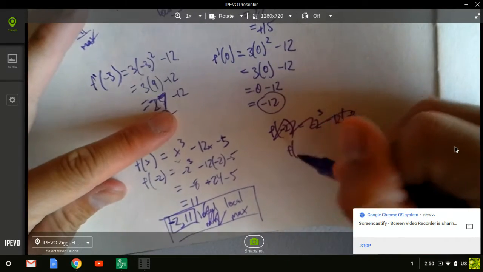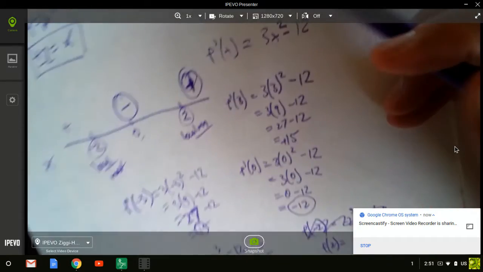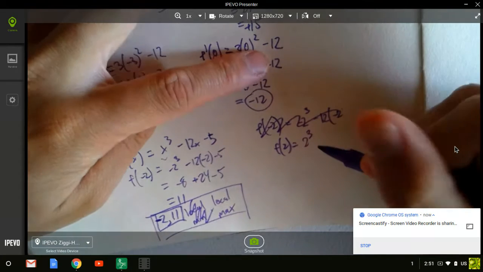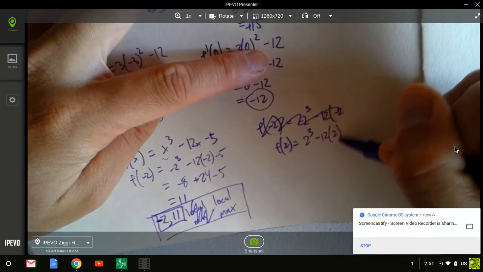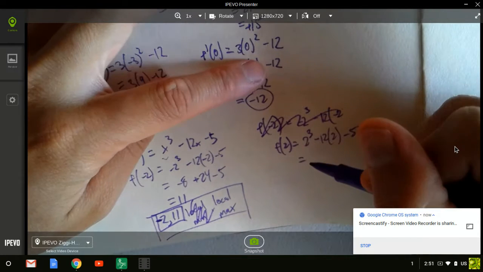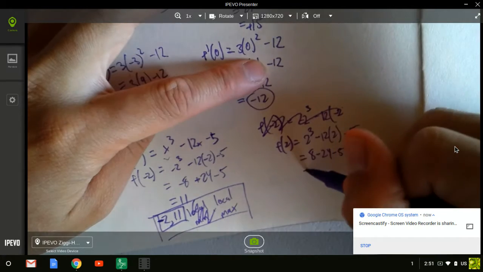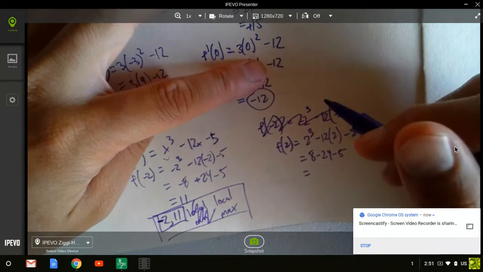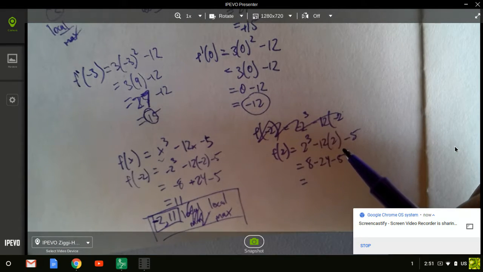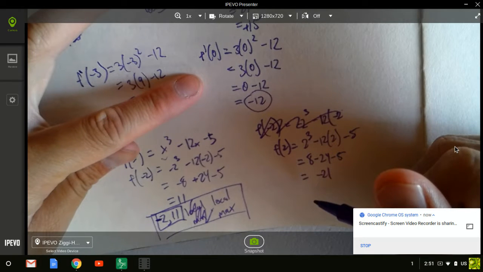So here, now we're plugging in positive 2 to find the local minimum's coordinate. So f of 2 would just be 2 to the third power minus 12 times 2 minus 5. That's going to be 8 minus 24 minus 5. That should be negative 16. And wait, isn't it? Yeah, negative 16 minus 5. Is that correct? Let's see. Yes, I believe so. That should be negative 21, I believe, right?